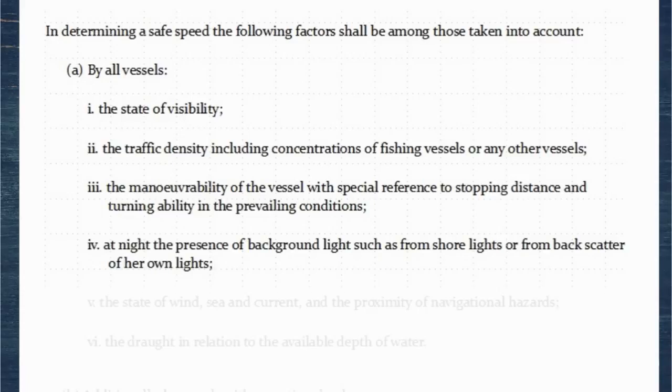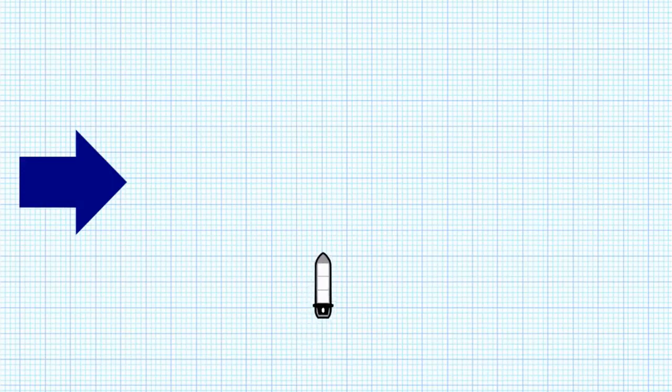The state of the wind, sea and current, and the proximity of navigational hazards. If you're in a heavy sea, you're going to want to be slower just to be able to keep your vessel safe and avoid damage. If you're travelling along and you're experiencing strong wind or strong current, obviously you're going to be setting away from that wind or current. It's going to be pushing you sideways. The speed is going to have a direct impact on how much you set.